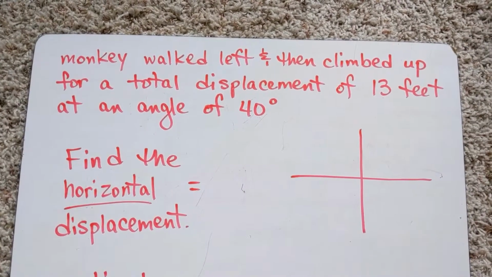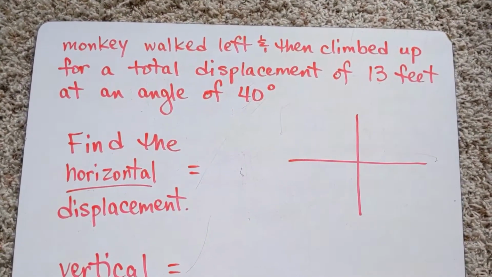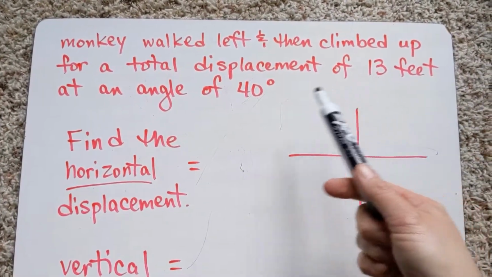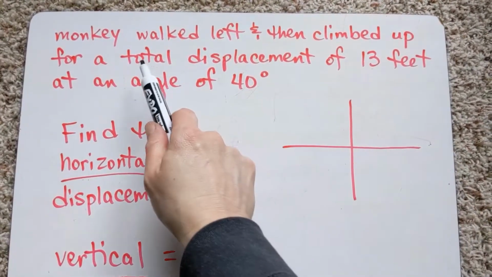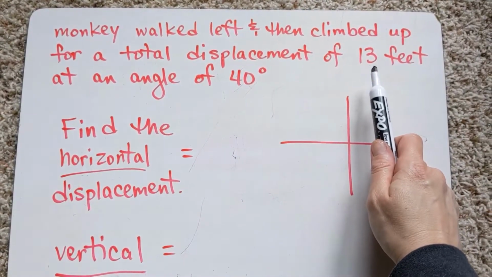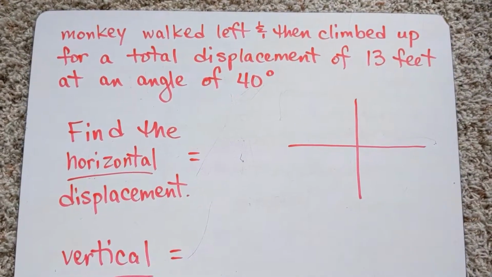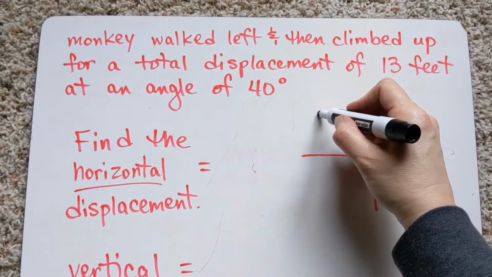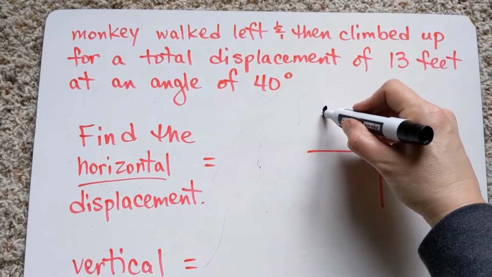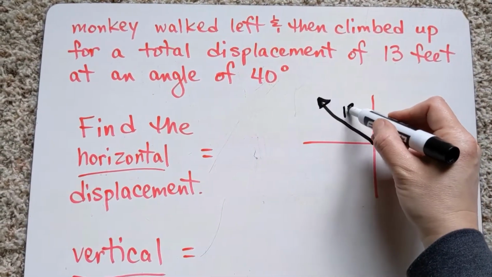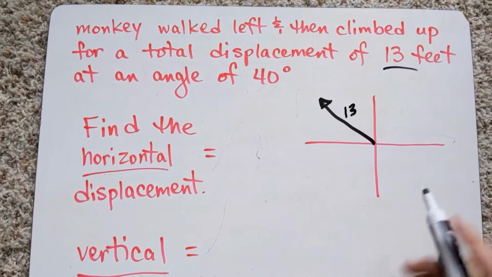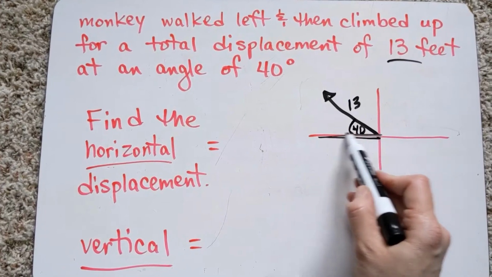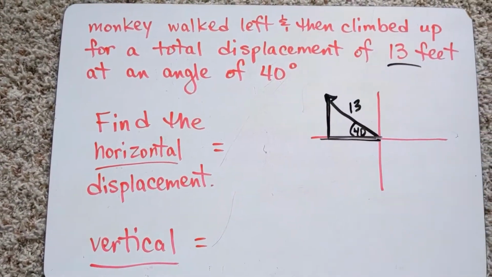Another type of problem you're going to see on Khan Academy would be something like this. They'll give you a person or an animal, tell you that they walked left, right, up, down, that type of thing, and they'll give you the total displacement. That's what we were just finding. That's the length of the hypotenuse, essentially. So here, if they said they went left and up, draw an angle coming out of the origin. So that's 13, the total displacement, and this angle here is the 40 degrees. So we're trying to find those two measurements.